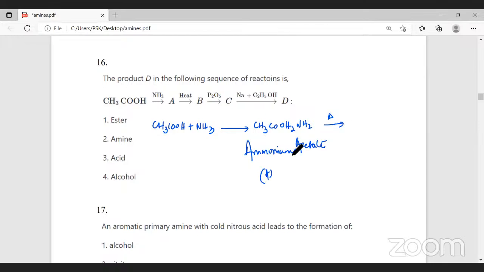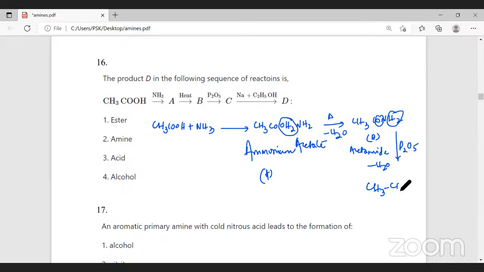When you heat it, water gets eliminated, and the product we get is acetamide, CH3CONH2. This is B, and the name of B is acetamide. When you treat it with phosphorus pentoxide, a dehydrating agent, water is removed. So we get CH3CN, and the product is acetonitrile.